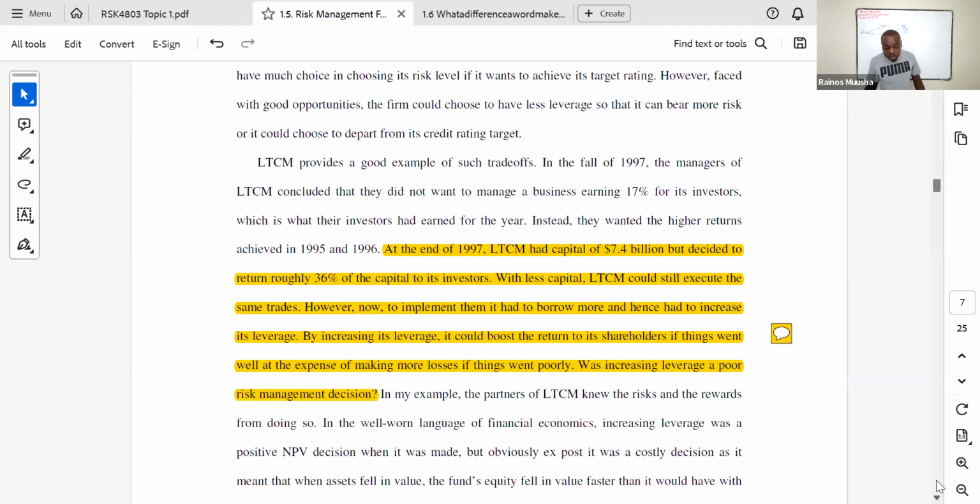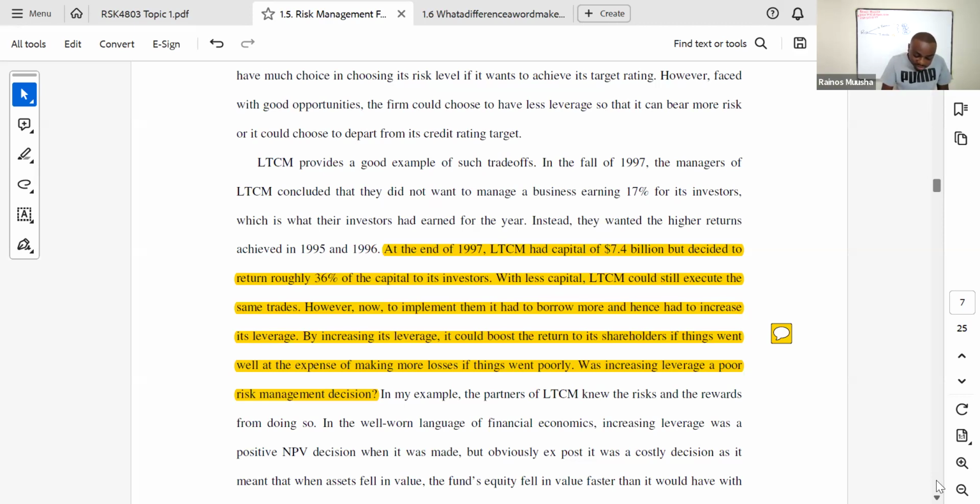So because of these huge losses, they say at the end of 1997, LTCM had capital of 7.4 billion, but decided to return roughly 36% of the capital to its investors. With less capital, LTCM could still execute the same trades. However, now to implement them, it had to borrow more, and hence it had to increase its leverage.